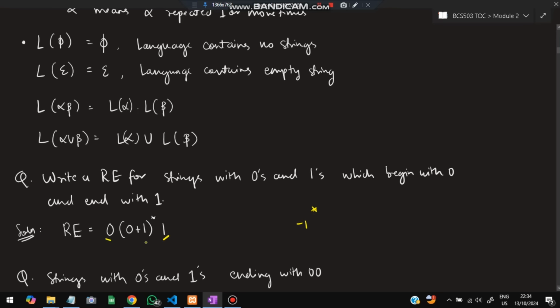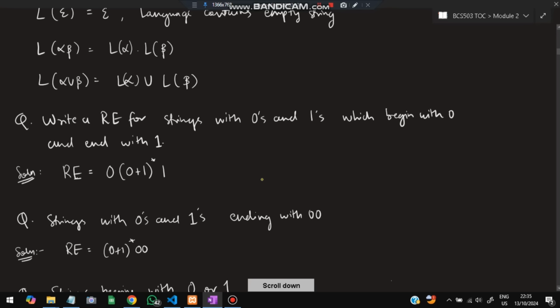So you understood how I have written this one. Starting should be 0 and ending should be 1. In between, you can have 0, plus means or, and here we write 1. Either you can select 0 or you can select 1, and you can repeat n number of times. How many times you want, you can select 0, then 1, and alternatively also. So this denotes the regular expression for the strings with 0 and 1, starting with 0 and ending with 1.